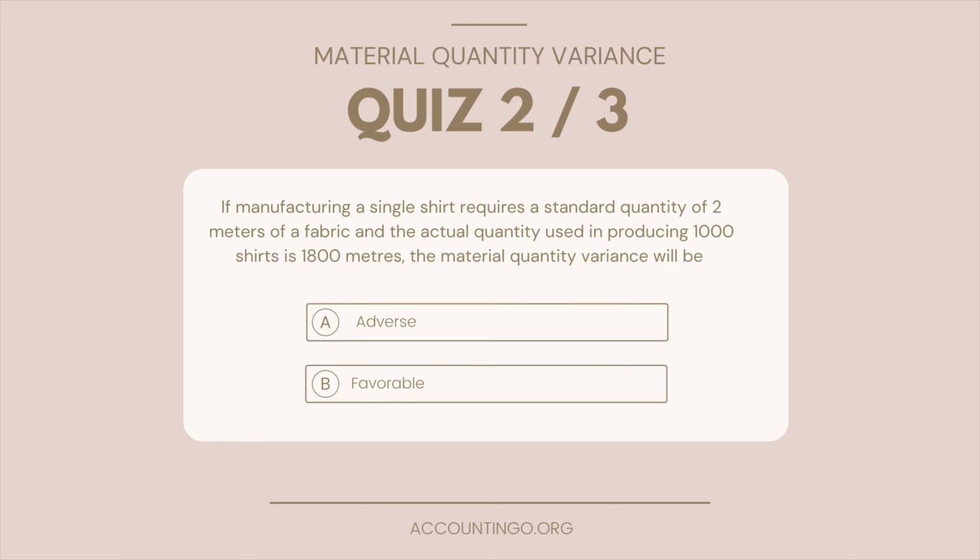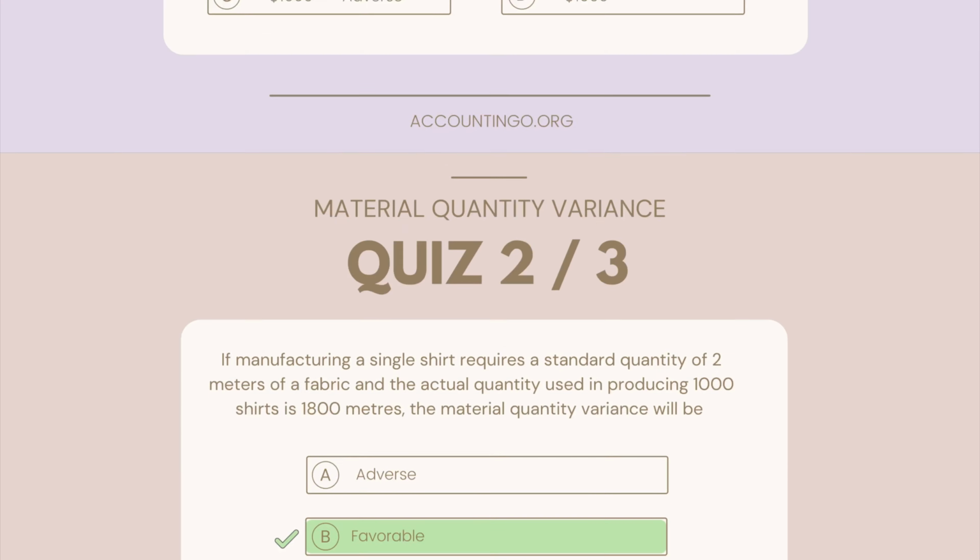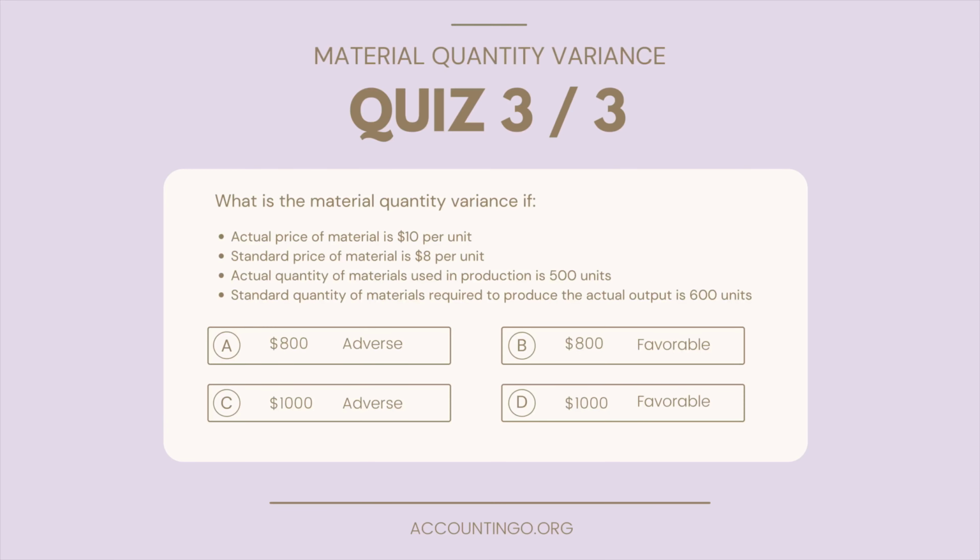The correct answer is B. favorable. That's because the actual quantity, which is 1,800 meters, is less than the standard quantity that was expected, which in this case is 2,000 meters. Alright, question 3. What is the material quantity variance if the actual price of a material is $10 per unit, the standard price is $8 per unit, the actual quantity of materials is 500 units, and the standard quantity of materials is 600 units.